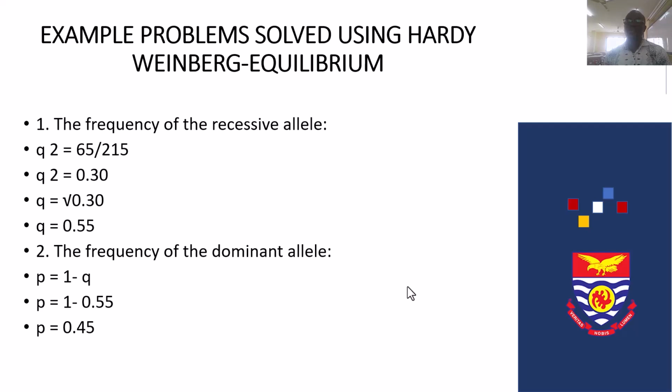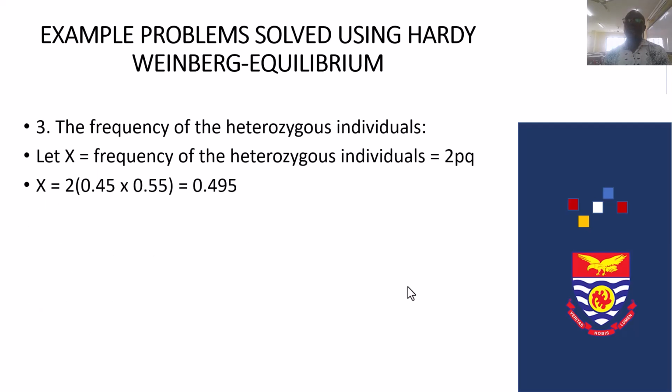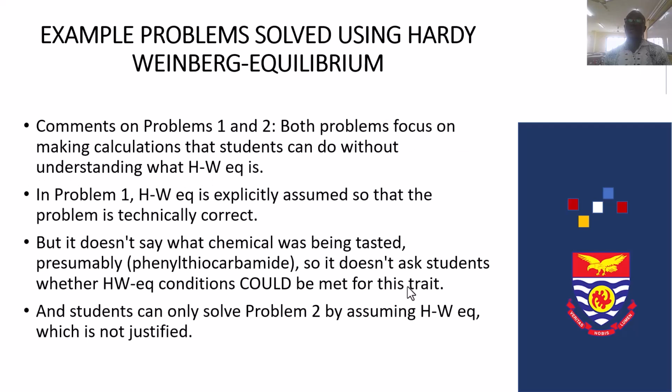Question 2, the frequency of the dominant allele, p equals 1 minus q, giving us 1 minus 0.55, p equals 0.45. Then 3, the frequency of the heterozygous individuals. Let X equal the frequency of the heterozygous individuals, equals 2pq, X equals 2 times 0.45 times 0.55, equals 0.495. Comments on problems 1 and 2.